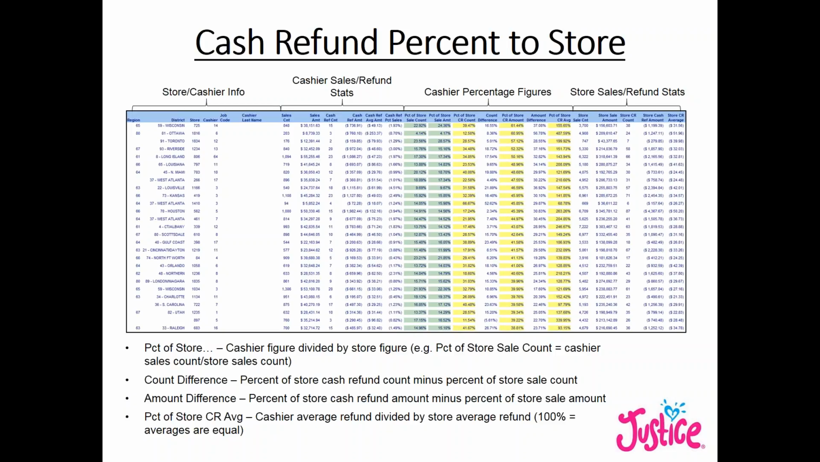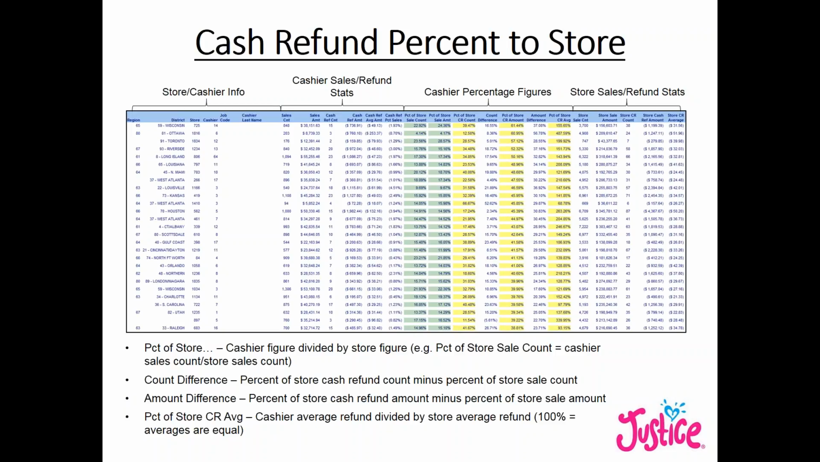It's a little small, but I broke it out on the next slide. It's basically what percent of the store sales does my cashier ring, and then what percentage of the store's cash refunds does my cashier ring. It also looks at average, because we've had one pretty successful regional who looks at whether a cashier's cash refund average is higher than the store's average refund.